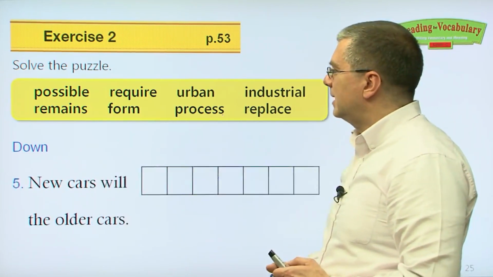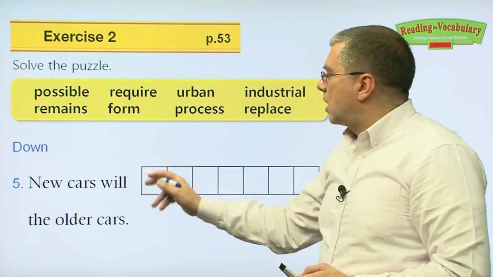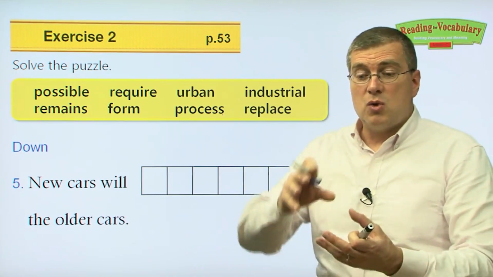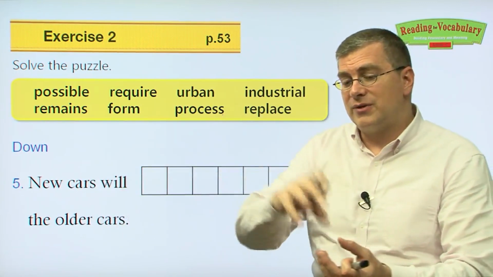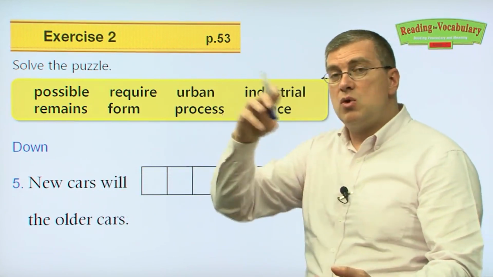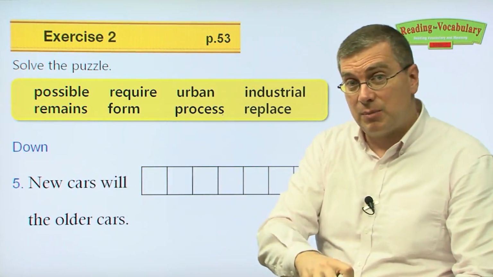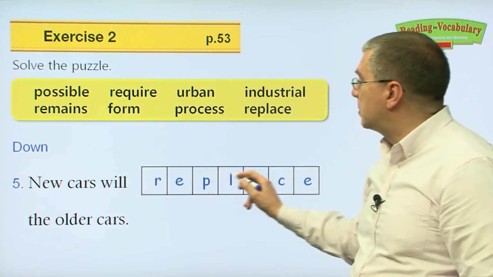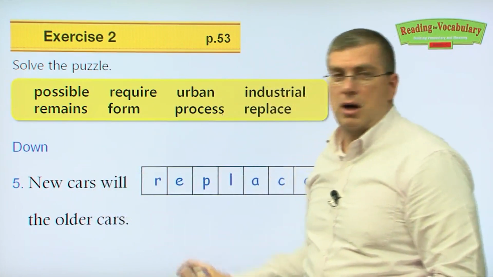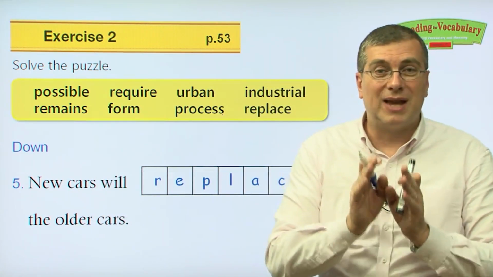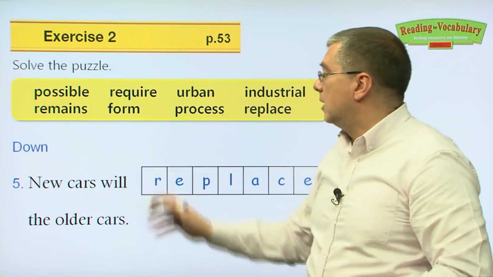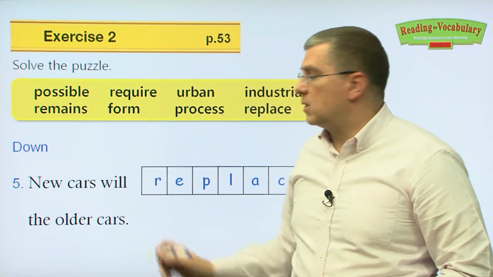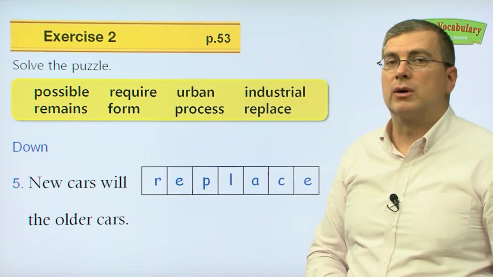Okay. Next one, number 5 down. New cars will beep the older cars. Remember, we talked about this. You change one thing for another. If something's old, it doesn't work, you remove it and you put a new one in its place. What are you doing? You are replacing. New cars will replace the older cars. So you will replace the old one with a new one. New cars will replace the older cars. They will replace the older cars.